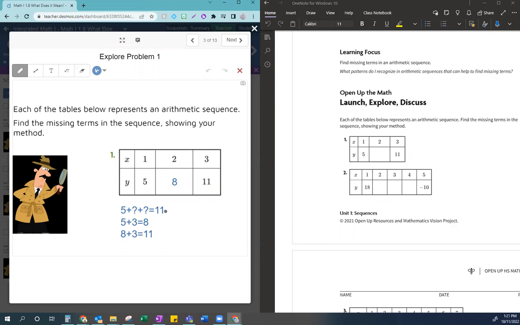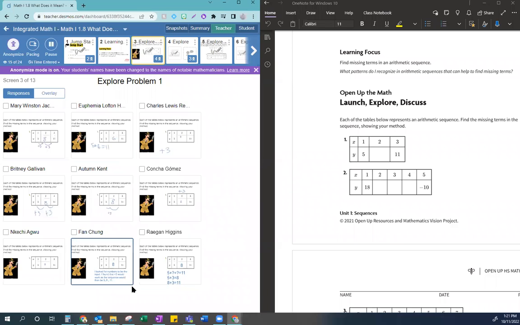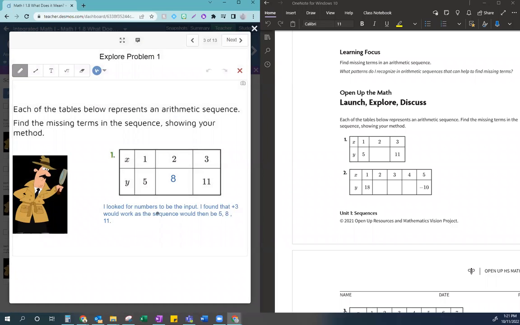Exactly. So does this make sense to you? Right? Let's see what another person did. This other person says, I looked for numbers to be in the input, and I found that plus 3 would work as a sequence, and then it would be 5, 8, and 11. Very good.